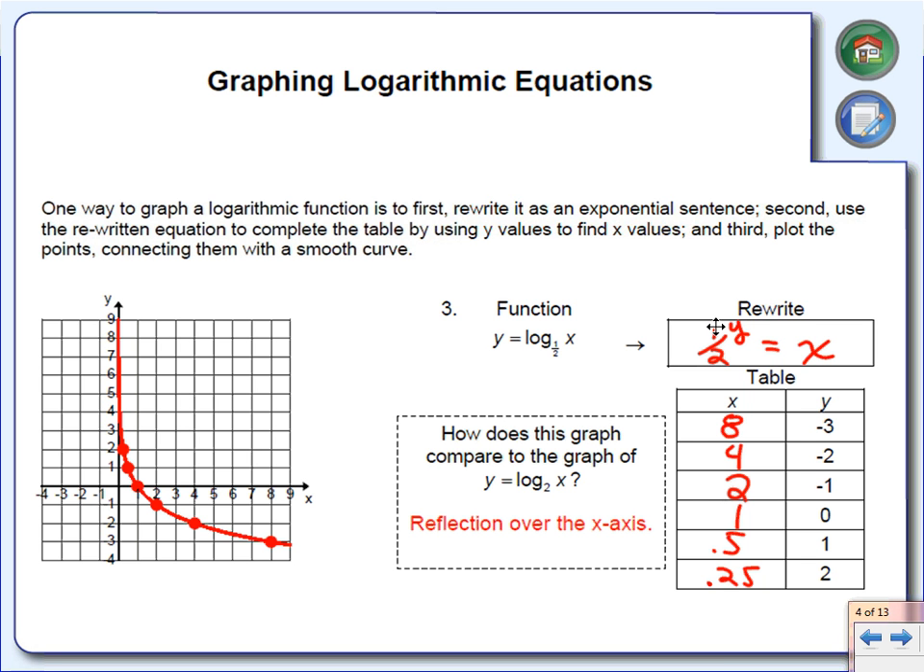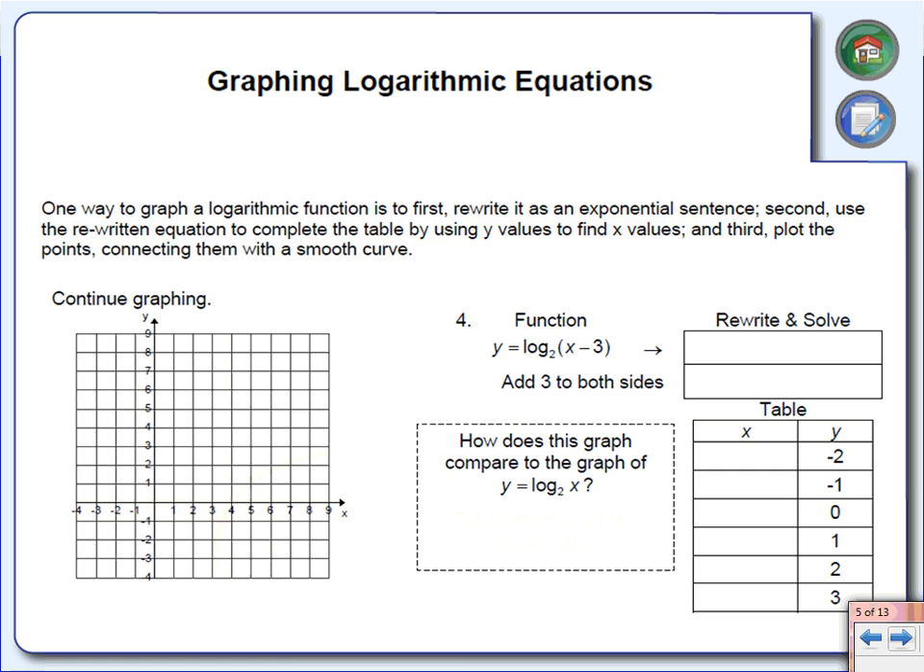All right, so that takes care of the first page. Let's go ahead and take a look at the next page. We've got a couple more to look at. They're going to get a little bit trickier, a little trickier on the next page.